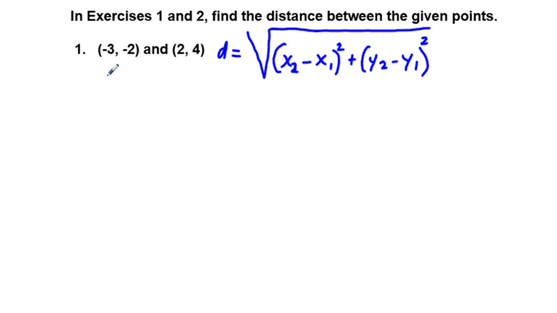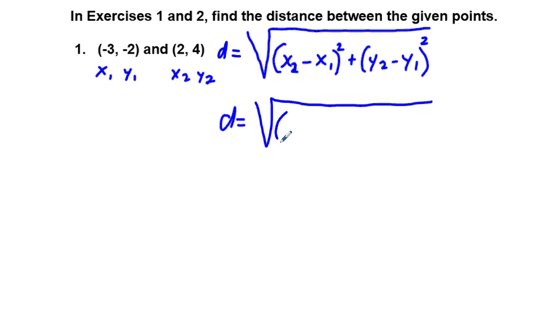And then just identifying what they are with these points, we have x sub 1, y sub 1. That's going to be negative 3 is x sub 1, negative 2 is y sub 1. And then 2 is x sub 2, and 4 is y sub 2. So if we just plug in to this formula, we have x sub 2, which is 2, minus x sub 1, which is negative 3, squared, plus y sub 2, which is 4, minus y sub 1, which is negative 2.